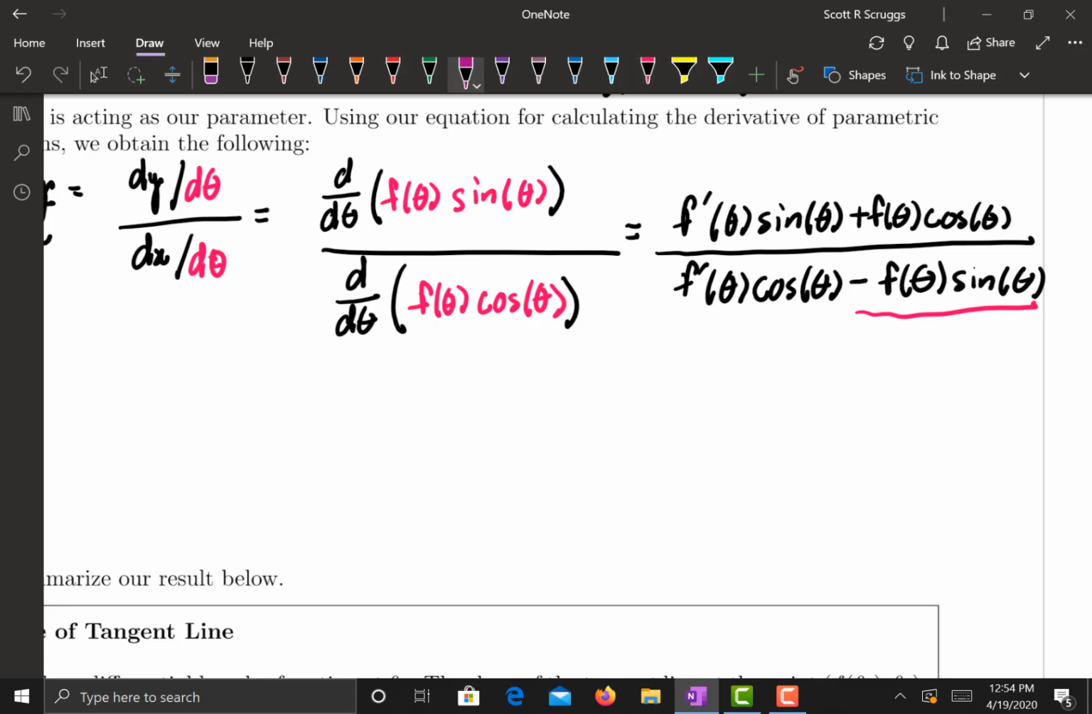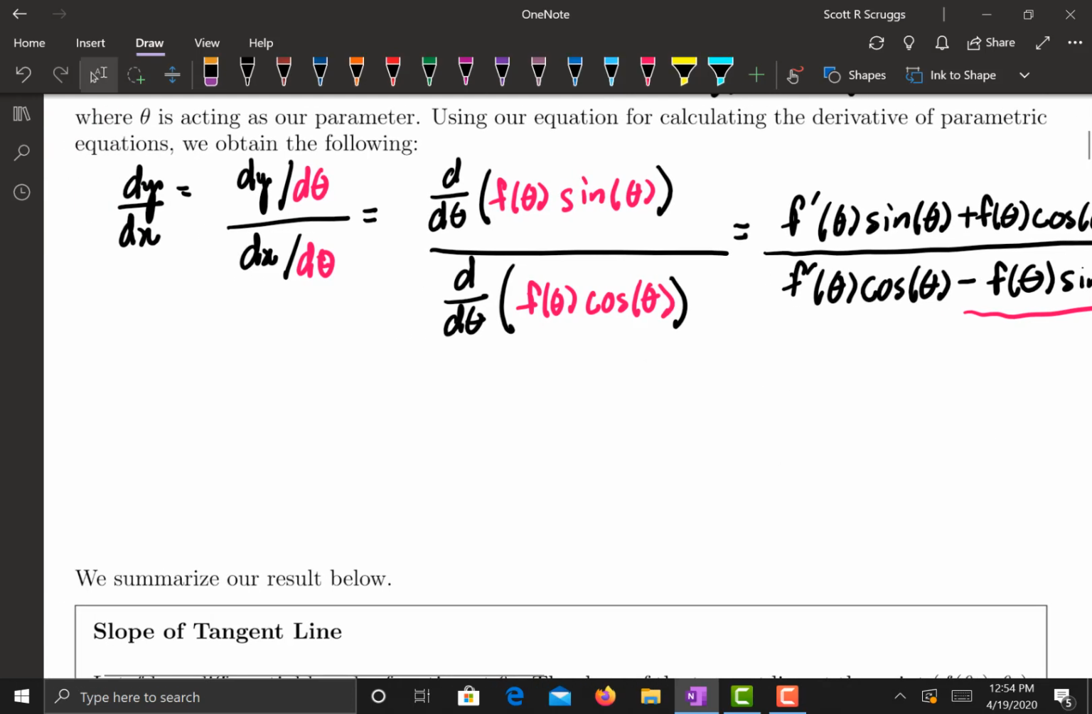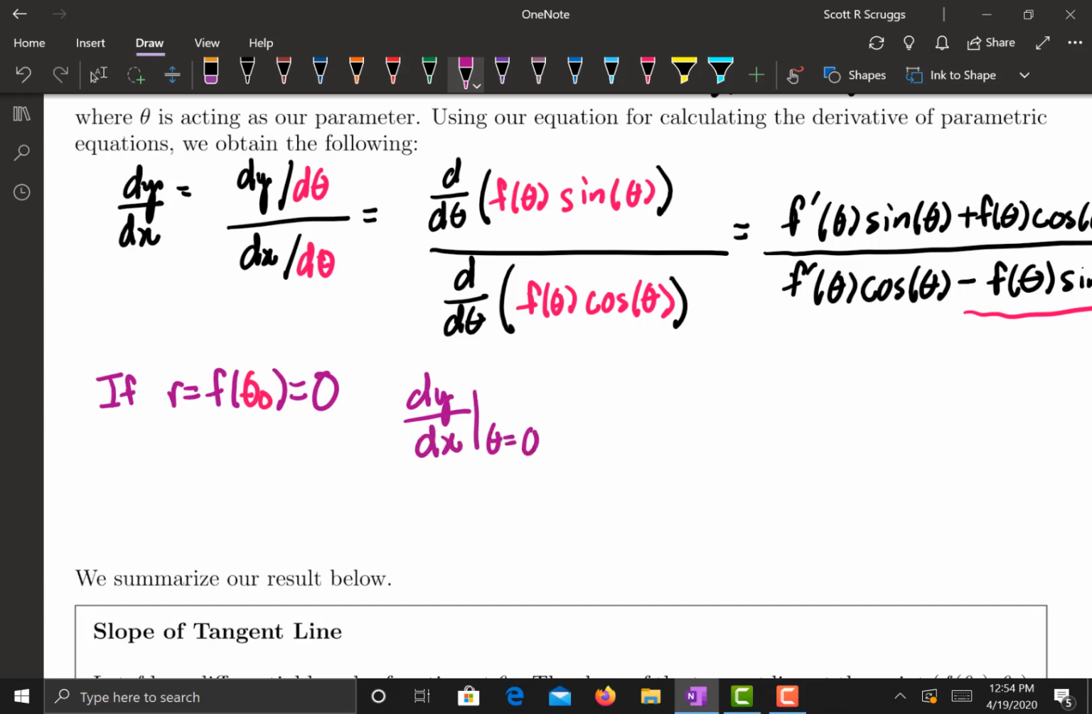Now, there is one remark I do want to make with this formula. Let's say in my polar curve for my polar function, I plug in a particular angle theta naught, and I know that gives me 0. Well, let's check what happens when I evaluate the derivative at that point, theta naught.